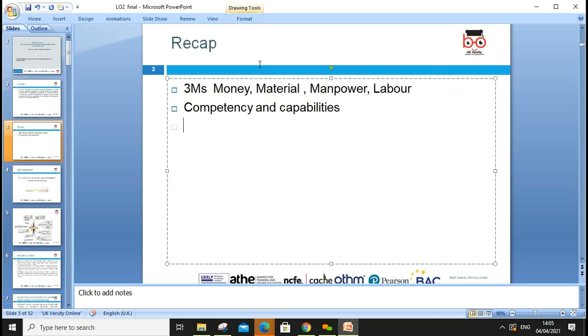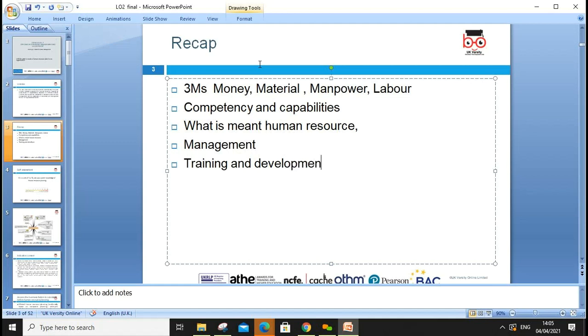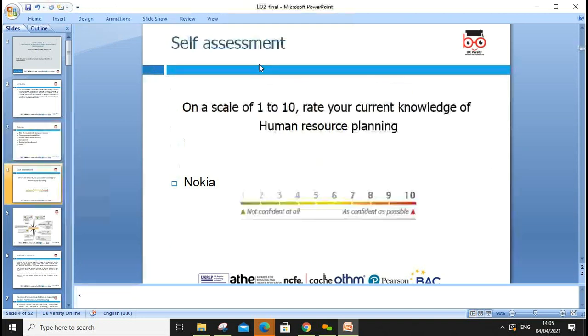Yes, and we discussed what is meant by human resource. We discussed what is meant by management, yes, well done. We discussed the difference between training and development, and we linked why training and development is crucial. We quoted the example of Nokia, and that was the basic discussion about human resource, and why its importance has increased with the passage of time. That's all our discussion was during our last lesson.